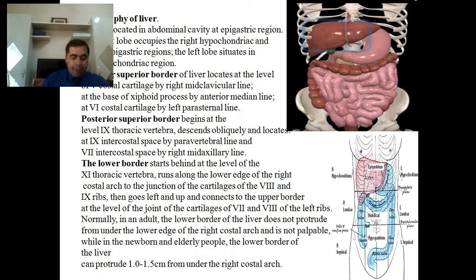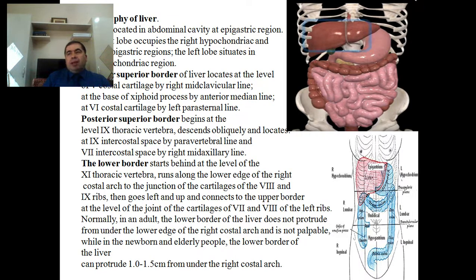Topography of the liver. As I explained before, the liver occupies the upper part of the abdominal cavity, and mainly this part is called the epigastric region, and this region is subdivided into the right hypochondriac, left hypochondriac, and the proper epigastric region. The anterior superior border of the liver is located at the level of the fifth costal cartilage by the right midclavicular line.